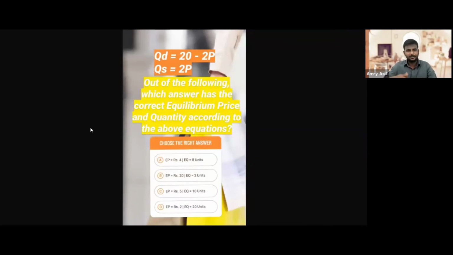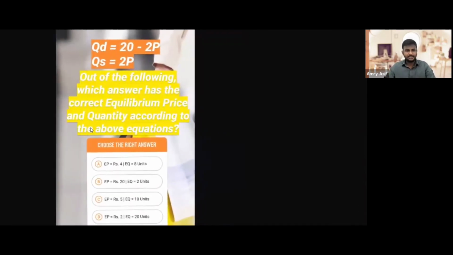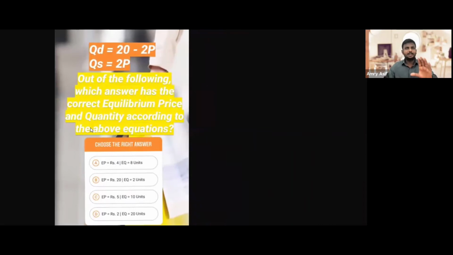We have the demand equation, we have the supply equation, and we have to find the equilibrium price and equilibrium quantity using the equations given. So we know that the first thing we have to do is ask what is market equilibrium, right? It's simply quantity demanded being equal to quantity supplied. That's what market equilibrium is. So just put that first.